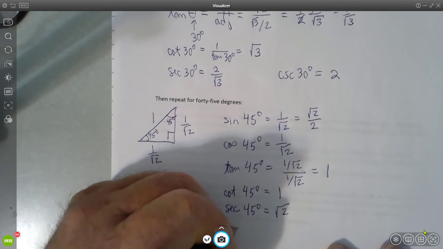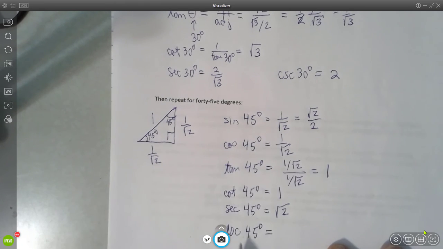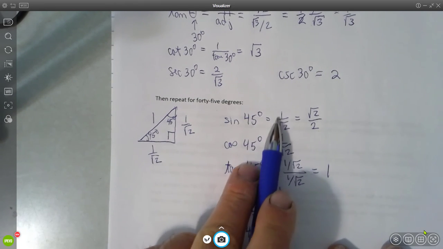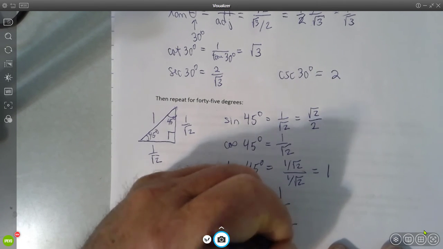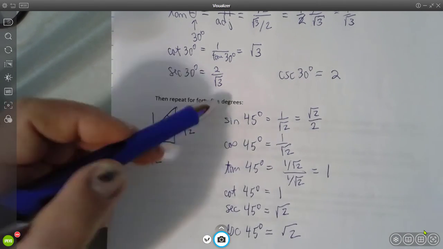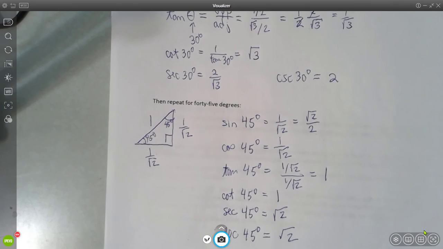And the cosecant of 45 degrees is the reciprocal of the sine. The sine of 45 is 1 over root 2. The reciprocal of that is root 2. So there you have it, the 6 trigonometric functions at 45 degrees. And once we understand how to do it, you can see that this actually tends to go pretty quickly.